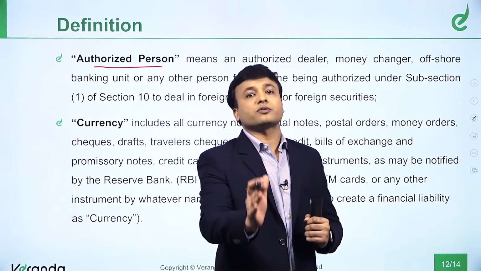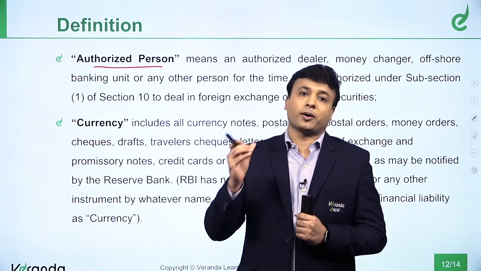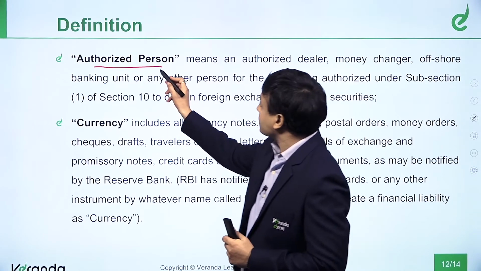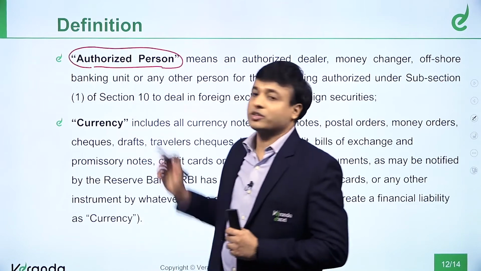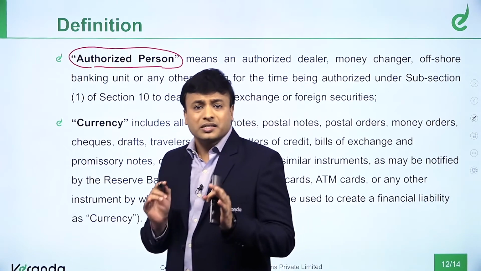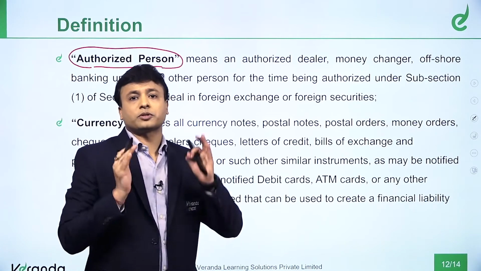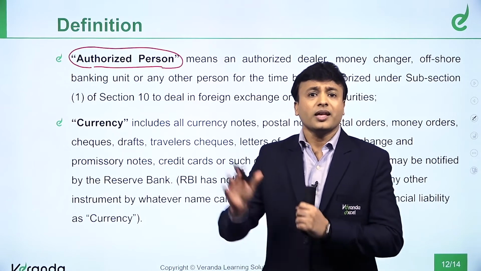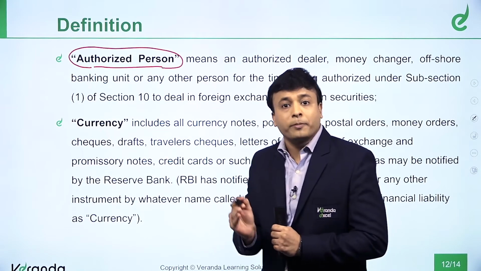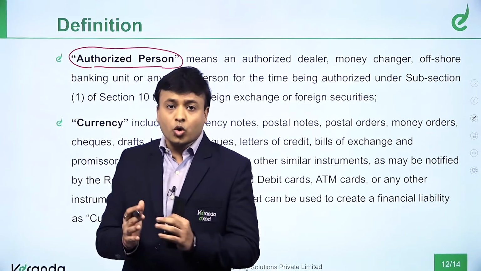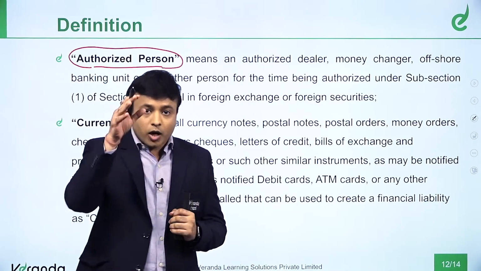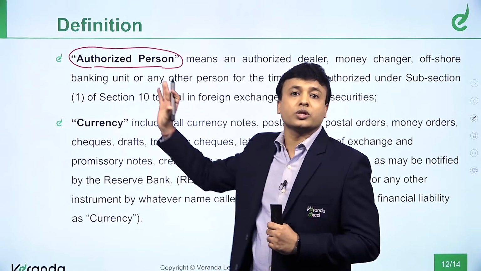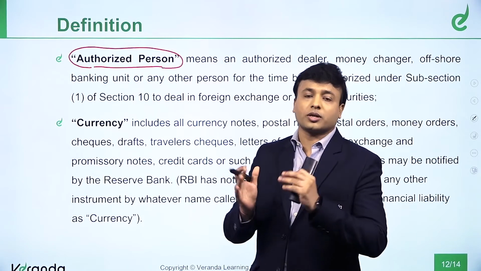So, to manage this foreign currency, to manage the demand for foreign currency, we have something called an authorized person. This has been envisaged. Who are these authorized persons? Basically, I would say 75% of the activity under FEMA is done by authorized persons only. These are the entities who perform the majority of functions under FEMA. So, under FEMA, the Reserve Bank of India has entrusted the responsibility to these authorized persons.